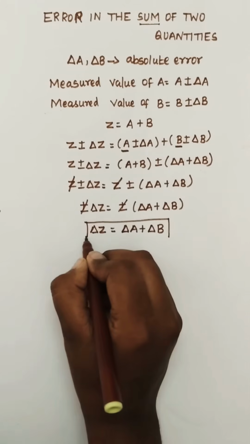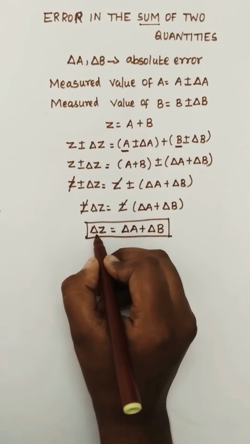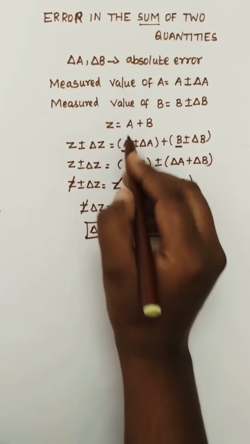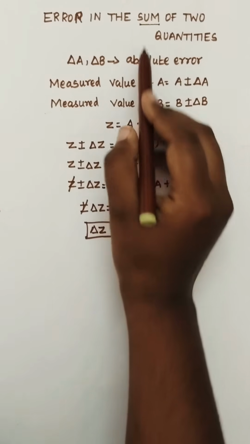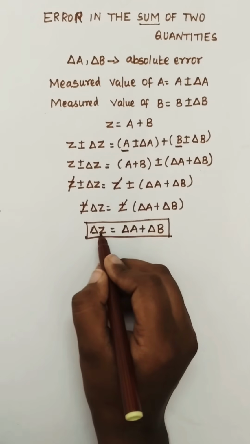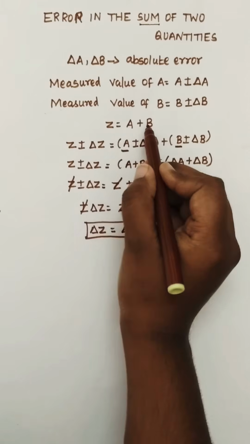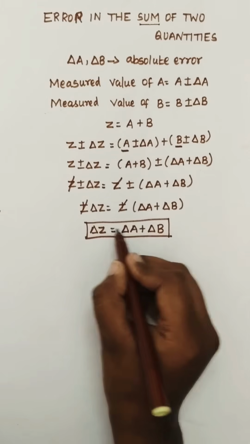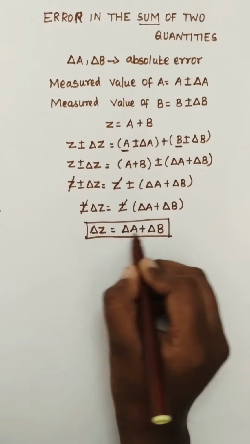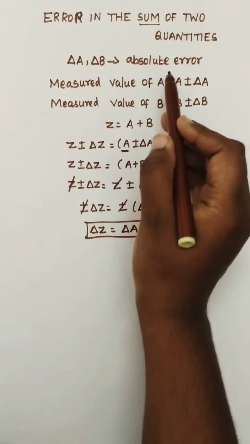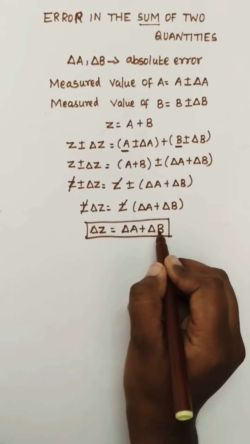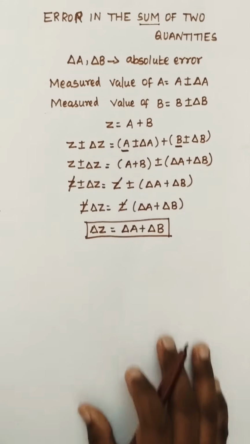So I can say this in words. Delta Z is nothing but error. So the error in the sum of two quantities, we are adding these two quantities, right? So delta Z, the error in the sum of two quantities, is equal to sum of absolute error of individual quantities, because delta A and delta B is absolute error. So it is equal to sum of absolute errors in individual quantities.